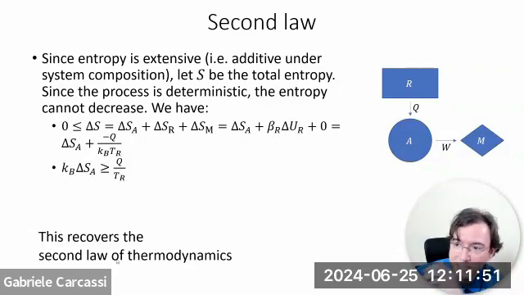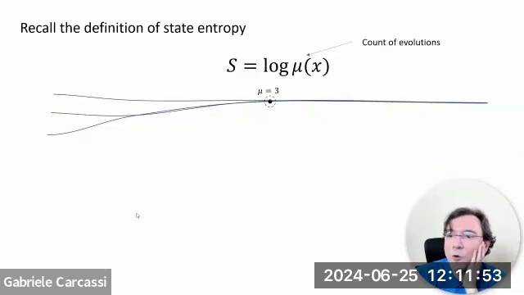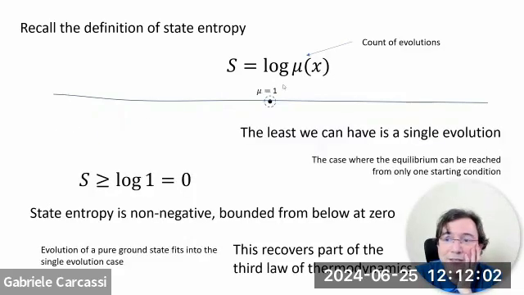So this seems to work. Now what we need is the third law. And if you recall our definition of state entropy, it's the logarithm of the counted evolutions. And the idea is that the least that we can have is a single evolution; a state that goes through fewer than one evolution doesn't quite make sense. And therefore, the entropy should be greater or equal to the logarithm of 1, which is 0. And so the state entropy is non-negative and bounded from below by 0.